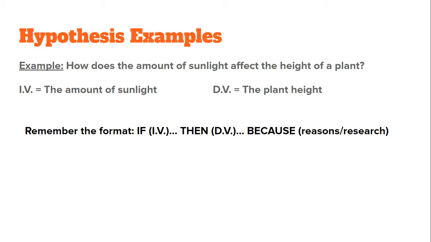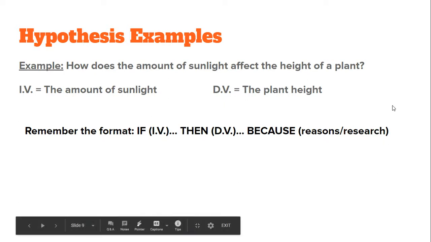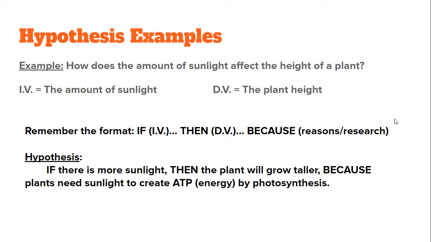One example might look something like this. If there is more sunlight, then the plant will grow taller, because plants need sunlight to create ATP energy by photosynthesis. Did you have something about if the sunlight? Did you make an explanation of how the sunlight would change? My example says more sunlight.